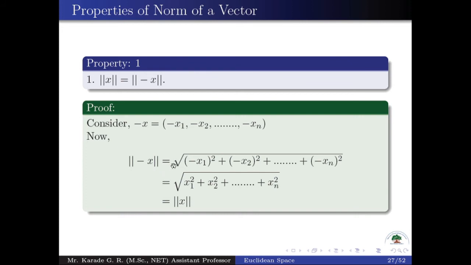Length of, or norm of, minus x is equal to, by definition, square root of addition of squares of components of vector minus x. So it is equal to square root of minus x1 square plus minus x2 square plus dot dot dot plus minus xn square, and it is equal to square root of minus x1 square is x1 square plus minus x2 square is x2 square plus dot dot dot plus minus xn square is xn square. But this is nothing but the definition of norm of x. So thus we have proved the norm of minus x, the norm of negative of vector x, is same as norm of vector x, means the length of vector and length of its negative vector is same.